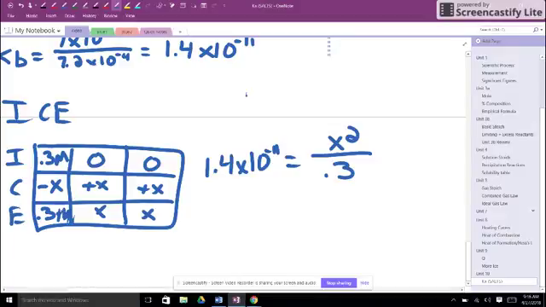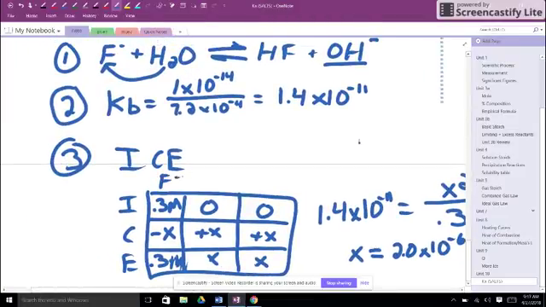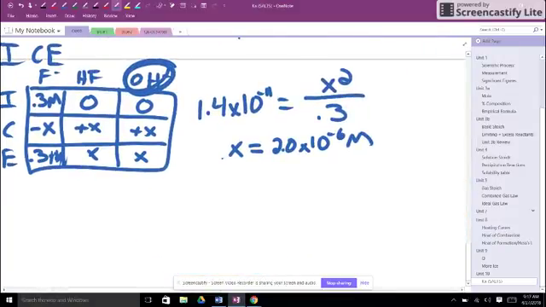Now we solve for x by multiplying 1.4 times 10 to the negative 11 by 0.3, and then don't forget to take the square root of it. Now we get x is equal to 2.0 times 10 to the negative 6. This is a concentration. Now, if we think about our ice table, oops, I should have actually filled this out. F minus, HF, OH minus. This is what we're keyed in on here. So this x is actually the OH minus concentration.